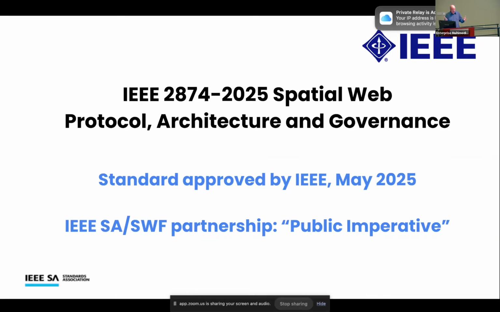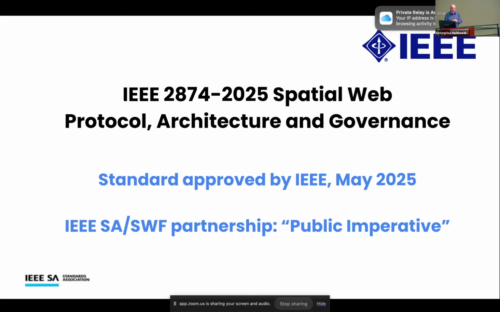Which is this standard. IEEE has a standards association that does all the same kind of things that OGC does with respect to open, consensus, and fair and balanced processes, and has produced tens of thousands of standards. The full name is the Spatial Web Protocol Architecture and Governance. It was approved in May of this year, and it was declared a public imperative in order to address some of the social issues associated with AI.